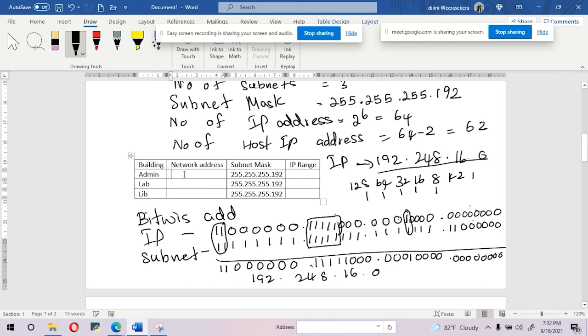So we are writing that: 192.248.16.0. Then how many IP addresses do we have? We have 64 IP addresses.